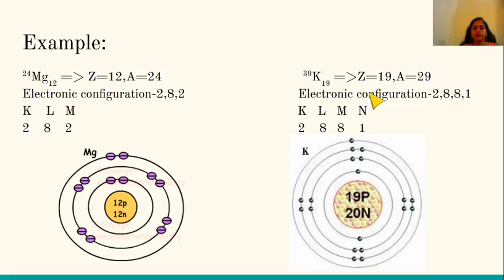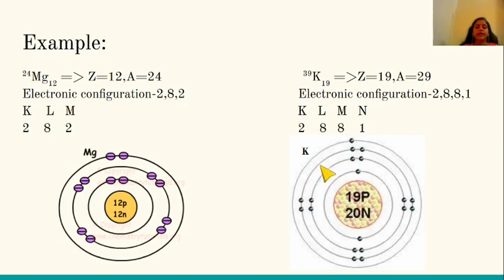For potassium, Z is 19, so the number of protons is 19, the number of electrons 19, A is 39, sorry, this is 39, it is wrongly printed. So 39 minus 19 is 20, so N is 20. So see, the electronic configuration is 2, 8, 8, 1: K shell, L shell, M shell, and 1. So this is how you can draw.